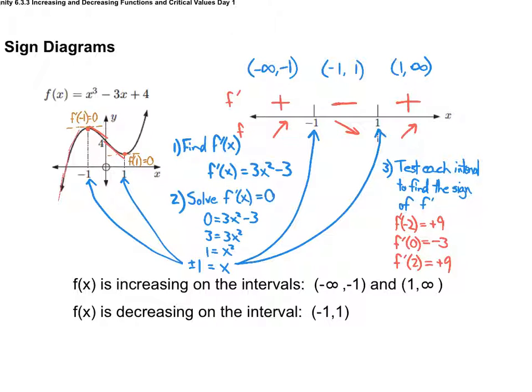So we just confirmed here that it's increasing on the intervals from negative infinity to -1 and from 1 to infinity, and it's decreasing between -1 and 1. Okay?